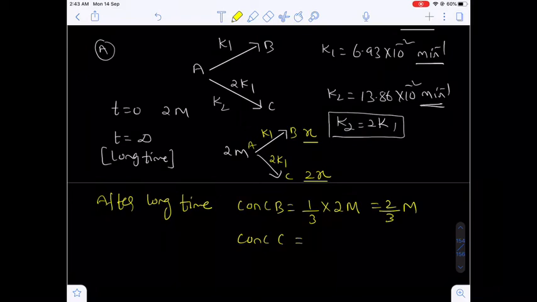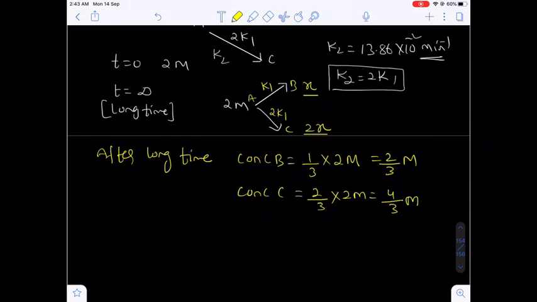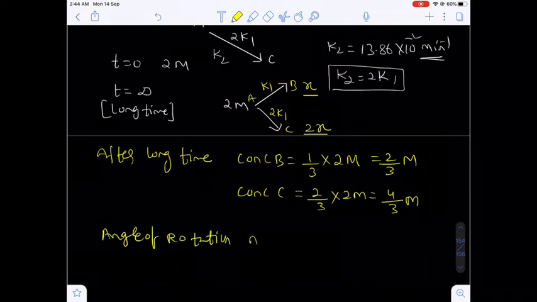And similarly, what is the concentration of C? That will be 2 by 3 of the 2 molar, that will be 4 by 3 molar. This is very important. 1 by 3 times of B and 2 by 3 times of the C out of the total molar. Are you getting my point? Now here I am calculating the angle of rotation after a long period. Angle of rotation after long time.